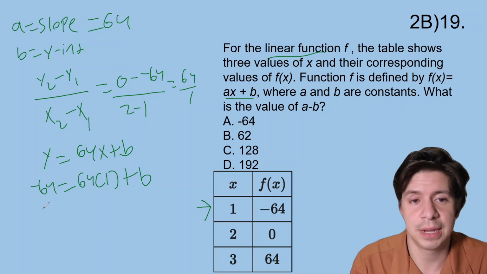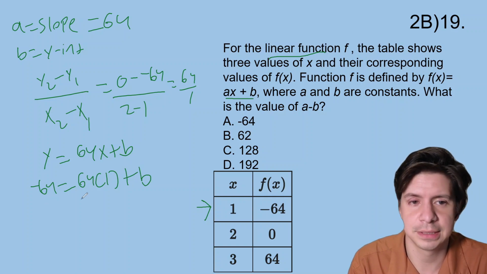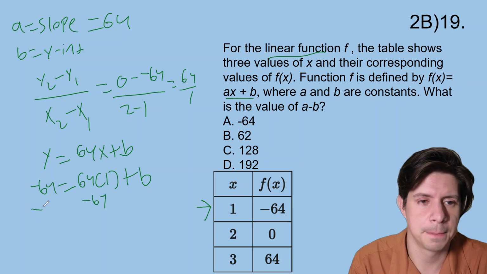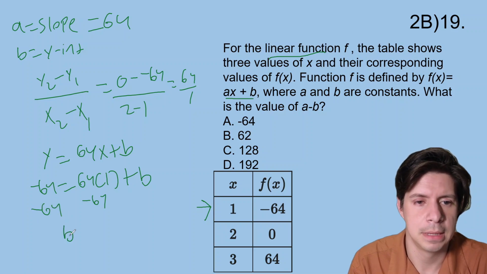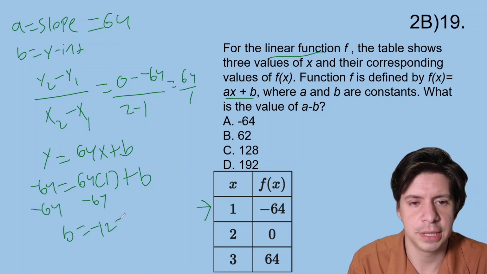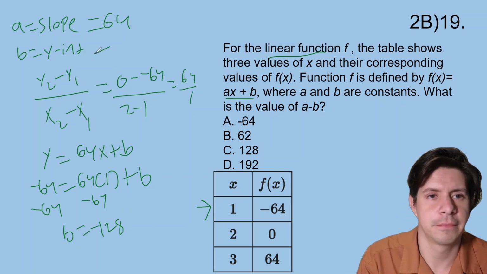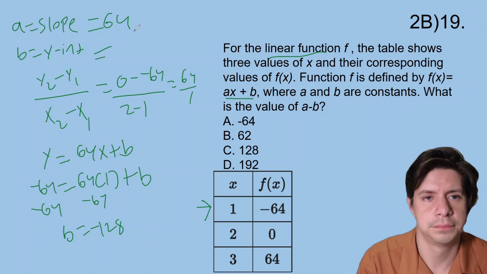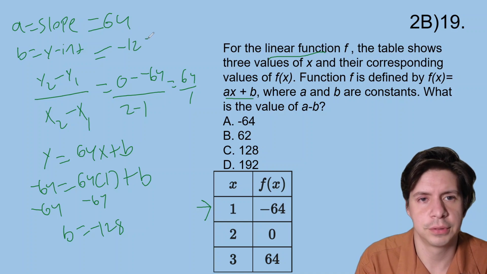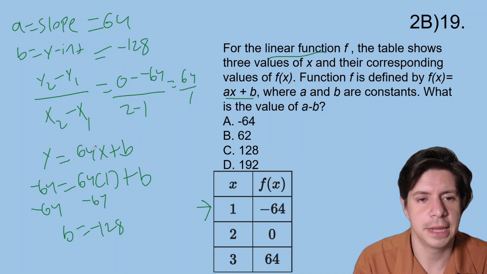Then we're going to subtract 64, right? Because we're going to subtract that 64. We're going to get b equals negative 128. So then we have b equals negative 128.